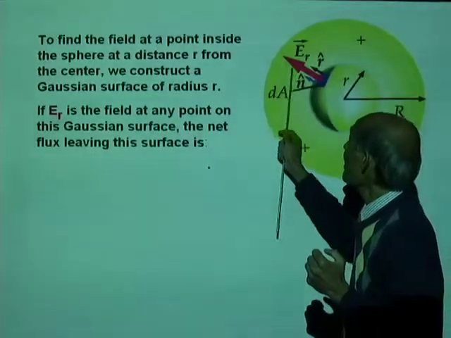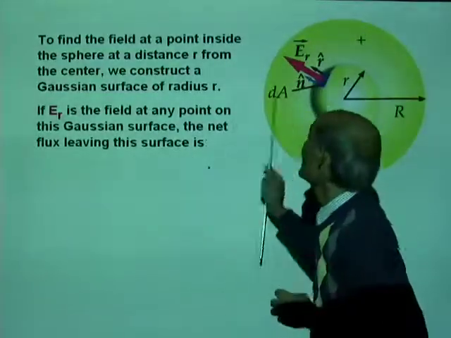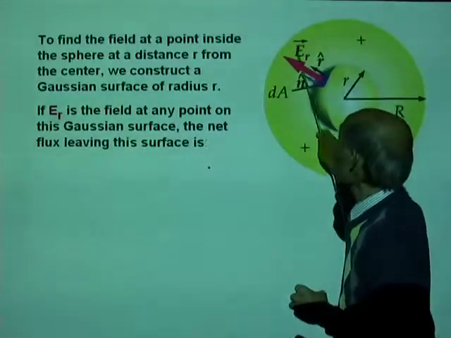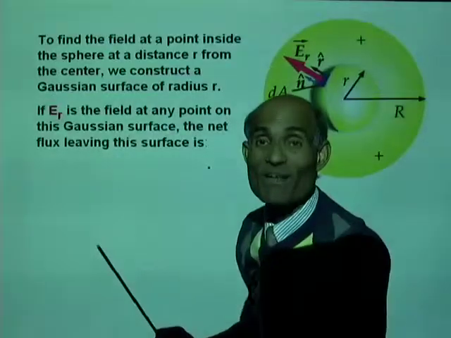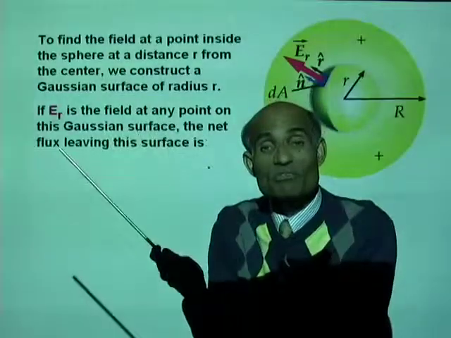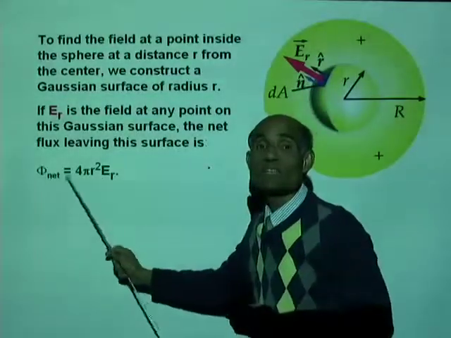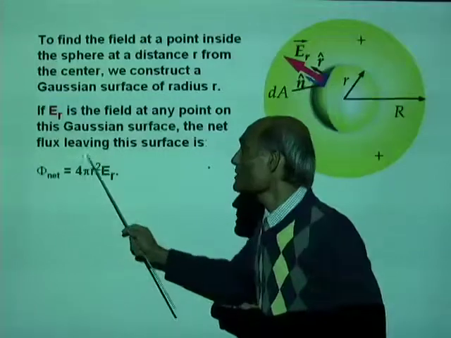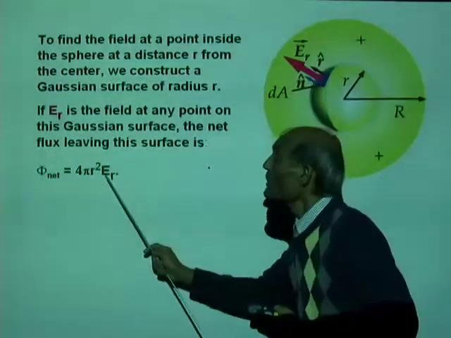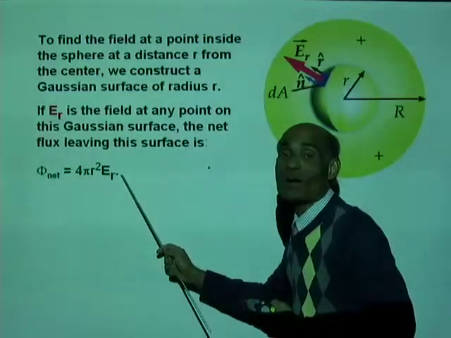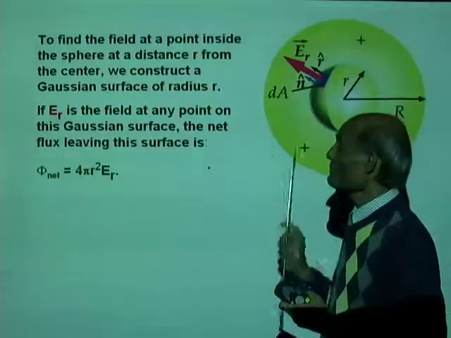And E is the electric field, meaning flux per unit area is E. So if you multiply this E with the area 4 pi r squared, that is a measure of the net flux leaving the Gaussian surface. So phi net equals 4 pi r squared, which is the area of the Gaussian surface, multiplied by E_r, which is the electric field at a point on the Gaussian surface.